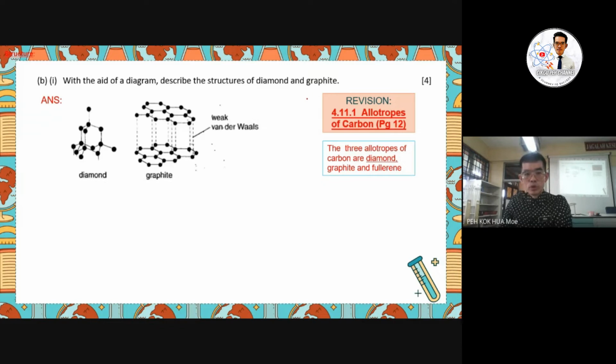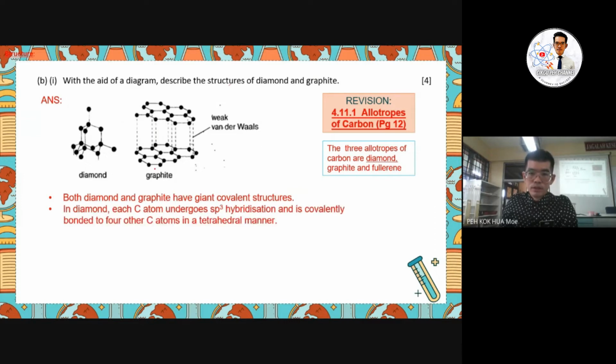So you have to draw the structure. You can get this from the Sem 1, chapter 4 notes. The diamond will have this structure, and this is graphite. Both diamond and graphite have a giant covalent structure. So 2 marks will be given for the diagram, okay? And then you have to give the explanation.